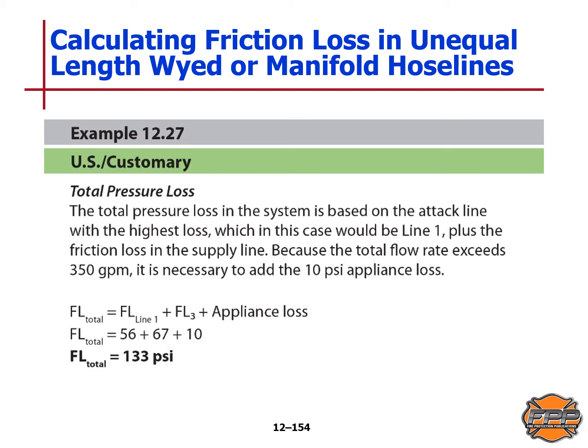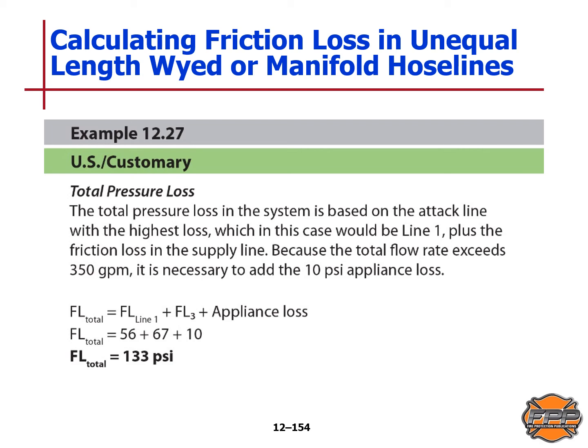So let's look at example 12.27. This is total pressure loss. The total pressure loss in the system is based on the attack line with the highest loss, which in this case would be line 1, plus the friction loss in the supply line. Because the total flow rate exceeds 350 gallons per minute, it's necessary to add the 10 psi appliance loss. So our formula is friction loss total equals friction loss for line 1 plus friction loss for 3 plus appliance loss.